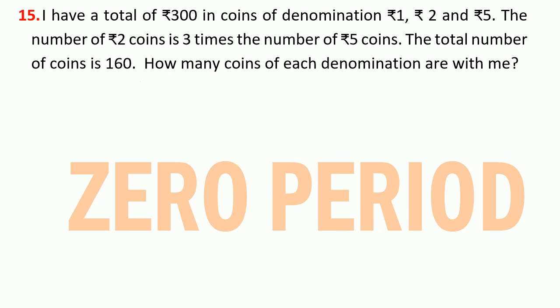This is question number 15. Dear children, this is again a repetition of the previous question, almost similar. I have a total of rupees 300 in coins of denomination 1, 2 and 5 rupee. The number of 2 rupee coins is 3 times the number of 5 rupee coins. The total number of coins is 160. How many coins of each denomination are with me? This is the question, and the denominations are 1, 2 and 5 rupees. Let the number of 5 rupee coins be x.